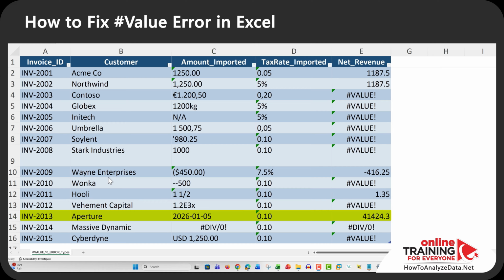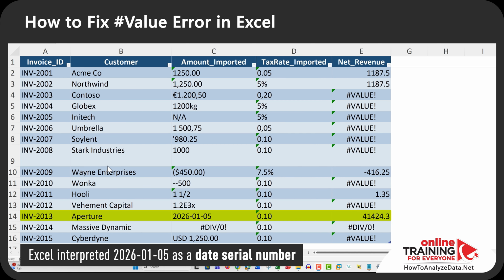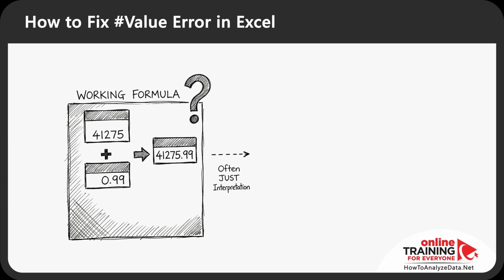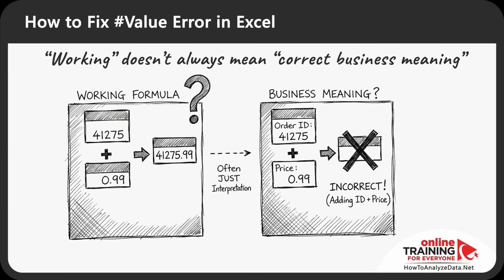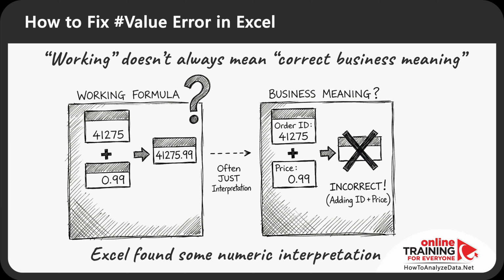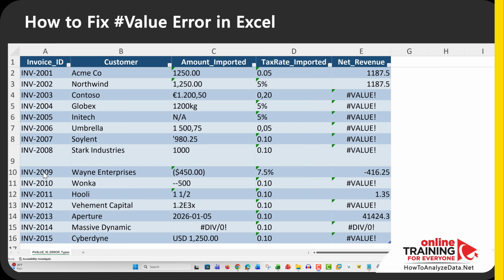And the most interesting example is invoice 2013. You can see that column C for this invoice has a date, but the fact that it worked is actually a warning sign. Excel converted the date, January 5th of 2026, to a date serial number, so you get a numeric result, 41,424.3, that almost makes no sense. So doing a conversion does not always mean correct business meaning. It often just means Excel found some numeric interpretation. So in this case, it didn't generate the error, but it almost would be better if it did.